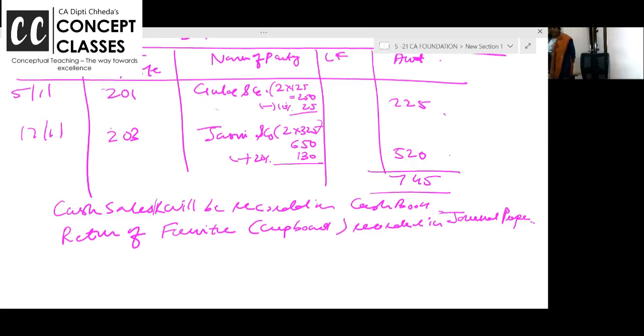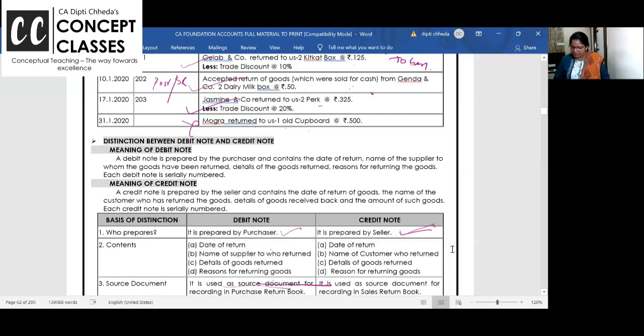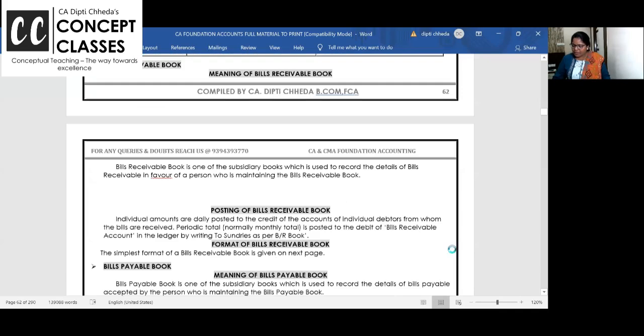So now we are very clear about the subsidiary ledgers: the purchase, the sales, the purchase return, the sales return. Okay? Chalo. Let us go to the journal proper now. Yeah. Debit note, credit note, that is done. I missed it. There's a separate book for recording all bills receivable.